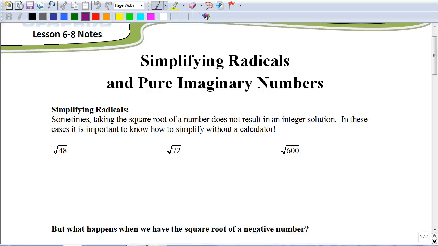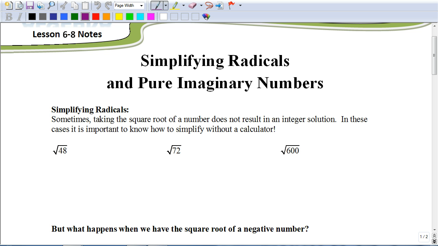Okay, so in this video we're going to be talking about how to simplify radicals, and we're also going to talk about pure imaginary numbers. To begin with, sometimes we're going to be taking the square root of a number where it doesn't work out perfectly and leave us with an integer solution. For example, square root of 81 gives us an integer solution because the square root of 81 is 9. But sometimes we might see something like the square root of 48 or some of these other examples that we have here where there's no number times itself that gives us the exact value of 48.